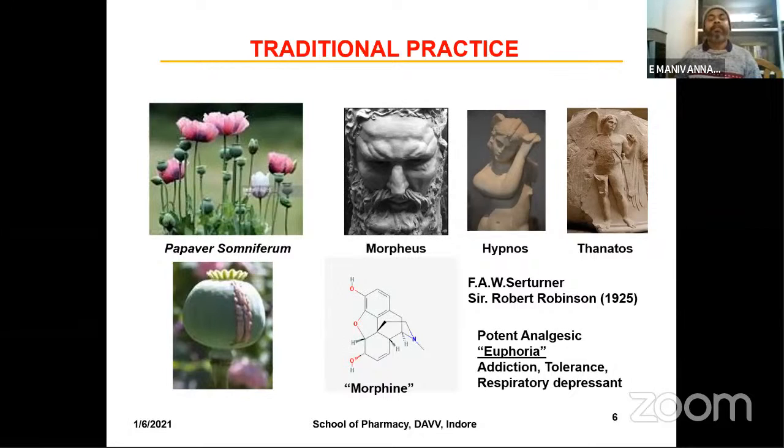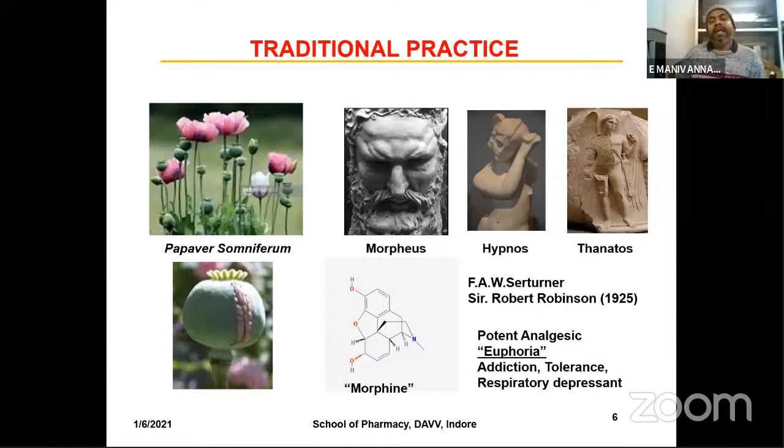traditional practice in temples. Likewise in Greeks, Papaver somniferum poppy plant is offered to the god Morpheus, Hypnos, and Thanatos. Morpheus is a brother of Hypnos and Thanatos, right? So the morphine alkaloid name has come from the name Morpheus, to whom the herb is offered, along with Hypnos and Thanatos. Morpheus is god of dream, Hypnos is god of sleep, and Thanatos is god of death.